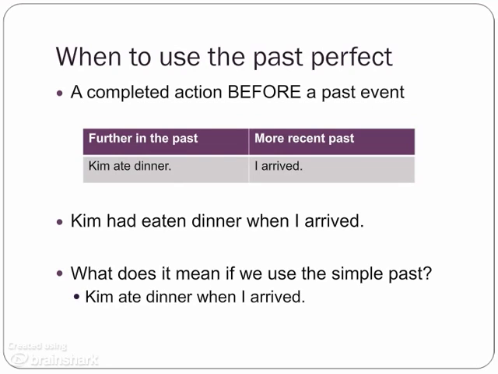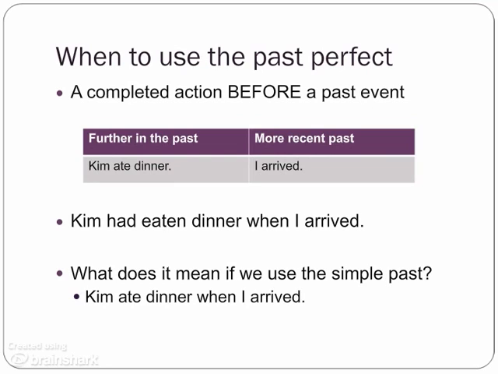We want to combine these two events and show that one of them was completed before the next happened. In this case, Kim had eaten dinner when I arrived. This means Kim's dinner was completed, she had finished eating her dinner, when I arrived in the door. So that means that there was no dinner being eaten on my arrival.